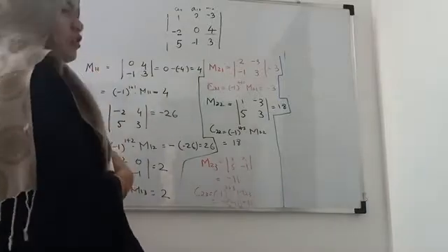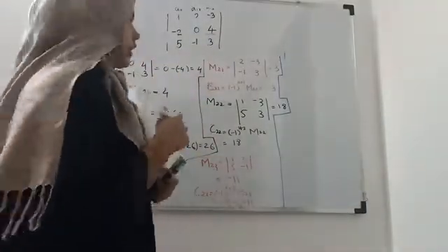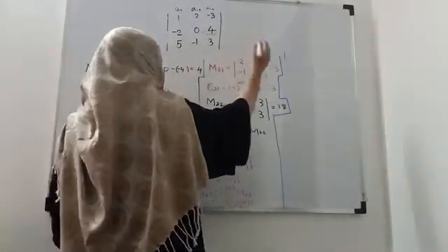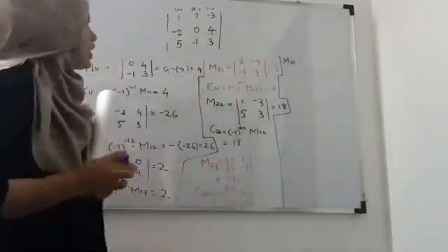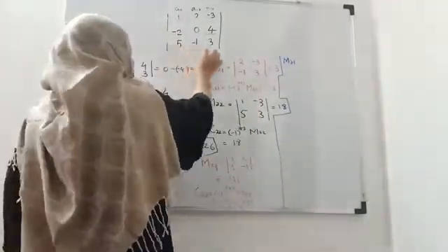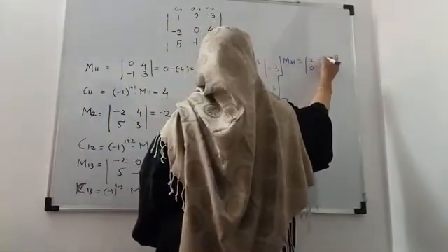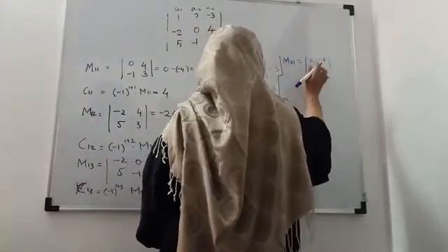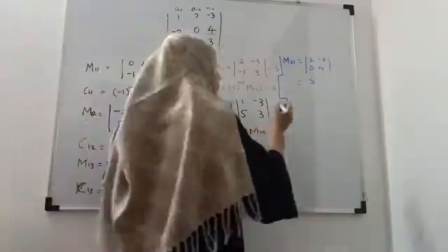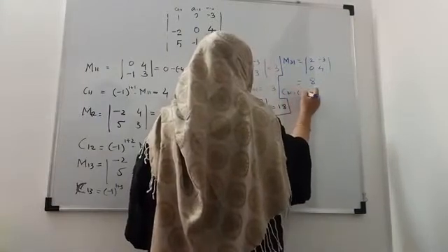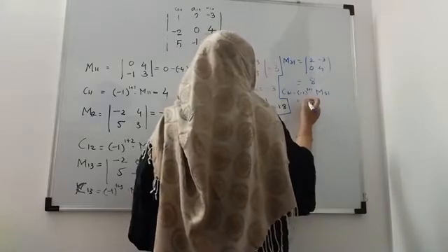Now this is for the first row elements, this is for the second row elements. Now we will find out the third row elements. So this is M31, third row, first column. The third row and the first column will be gone, and we are left with 2, 0, minus 3 and 4. So 2 into 4, that is 8 only, because 0 into minus 3 will be 0. Now C31 is minus 1 raised to 3 plus 1 into M31, minus 1 raised to 4 plus 1 into 8.